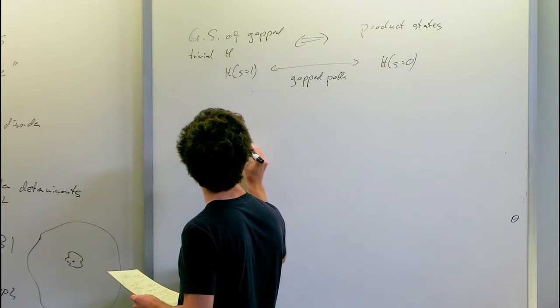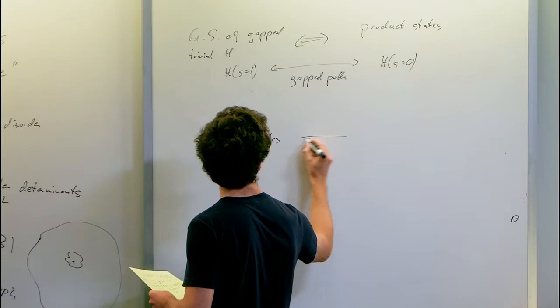So I want to relate MBL eigenstates to an Anderson insulator.